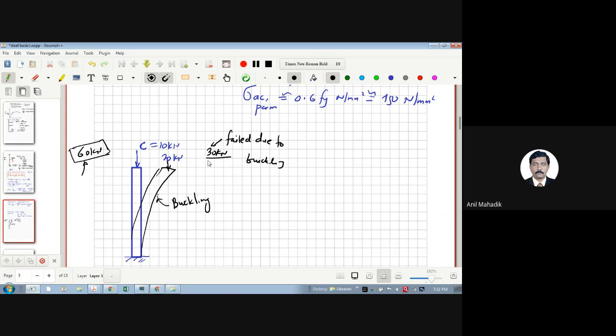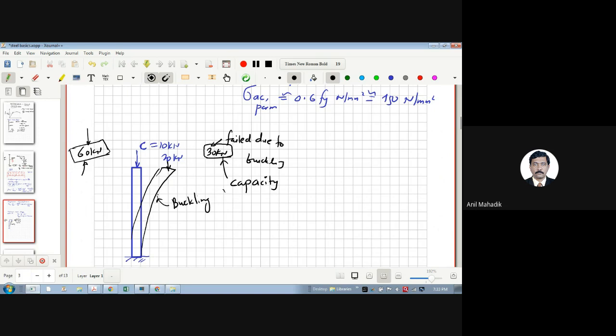Are you getting what I'm trying to say? So due to the compression, all of you know that it buckles. Let's say this rod has a capacity of 60 kilonewton, but due to buckling, it has failed at 30 kilonewton only. So if I ask you, what is the compression capacity of this rod? 30 kilonewton. So this is your capacity actually, because after that, it is failing due to buckling.